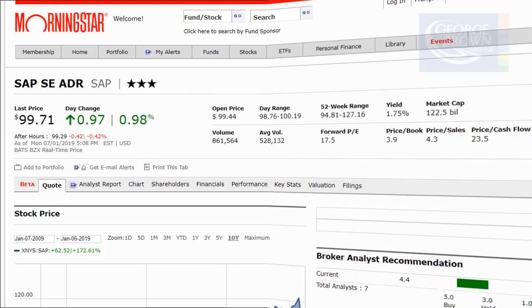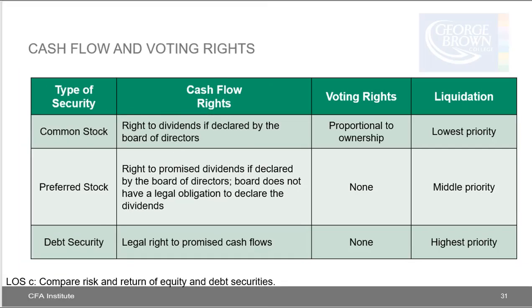So now we're moving on to Learning Outcome Statement C, which is compare risk and return of equity and debt securities. So we're looking at cash flow and voting rights. We're looking at 3 types of securities on this slide: common stock, preferred stock, and debt securities. In terms of cash flow rights, common stock shareholders have the right to dividends if declared by the board of directors. So they're not guaranteed. Dividends have to be declared and approved by the board of directors.